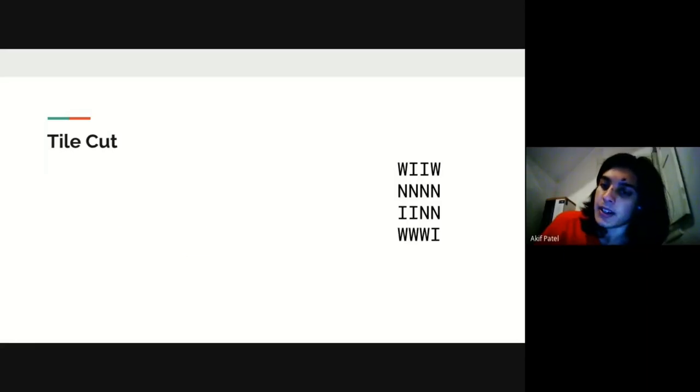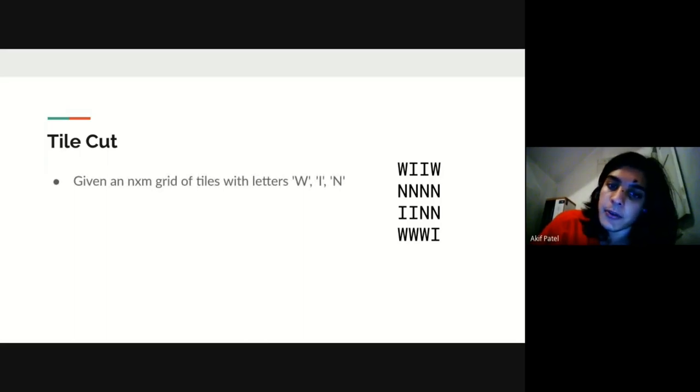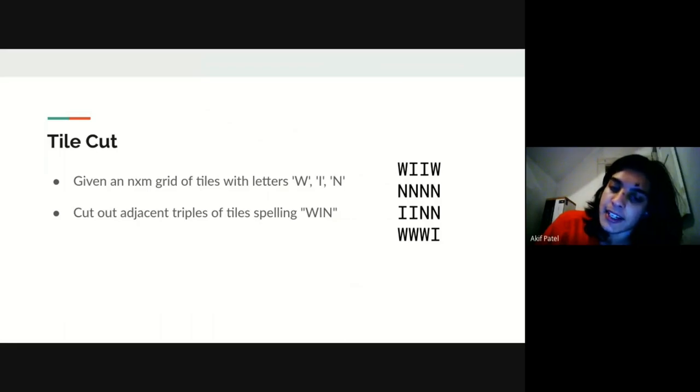Okay. Next problem is tile cut. This is a really fun one, I think. So we have an N by M grid of tiles with the letters W, I, and N. And you can cut out adjacent triplets of tiles that spell WIN.